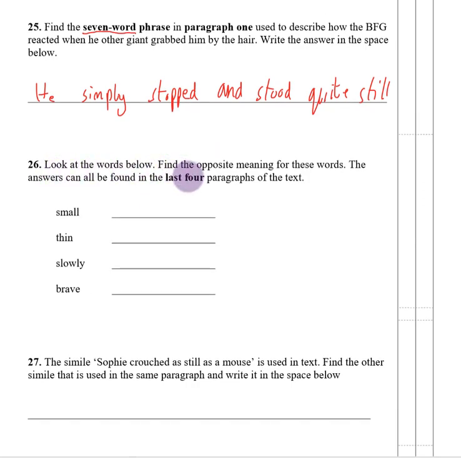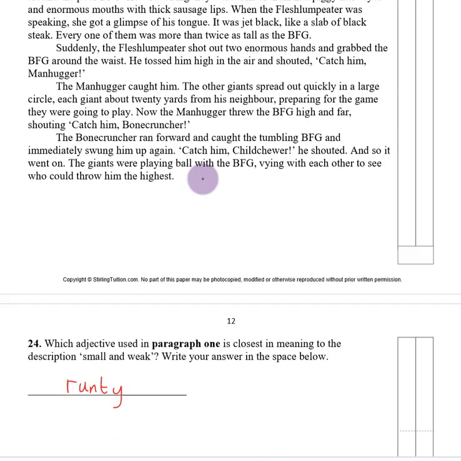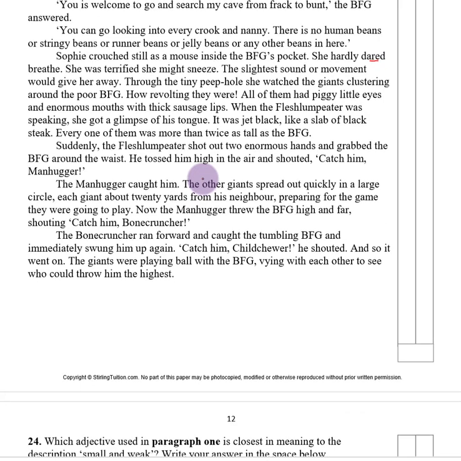Now 26, look at the words below. Find the opposite meanings for these words. The answers can all be found in the last 4 paragraphs of the text. So we've got small, thin, slowly, and brave. So last 4 paragraphs. As we're looking, the last 4 paragraphs are from here down to the bottom.